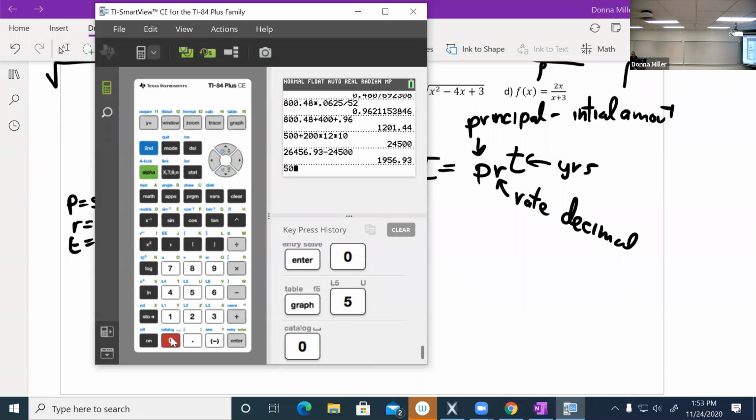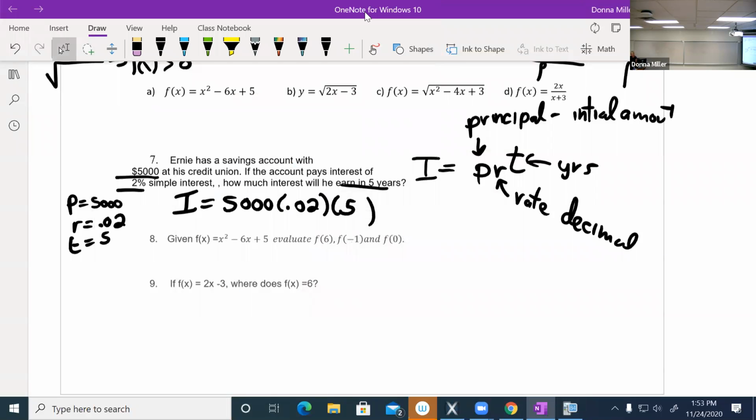5,000 times 0.02 times 5. All right, he gets $500 simple interest. All right, so that's about all you're going to see from me. You've got your TVM solver in your other class, so you don't have to worry about that. All right, are we okay with that? Yeah.